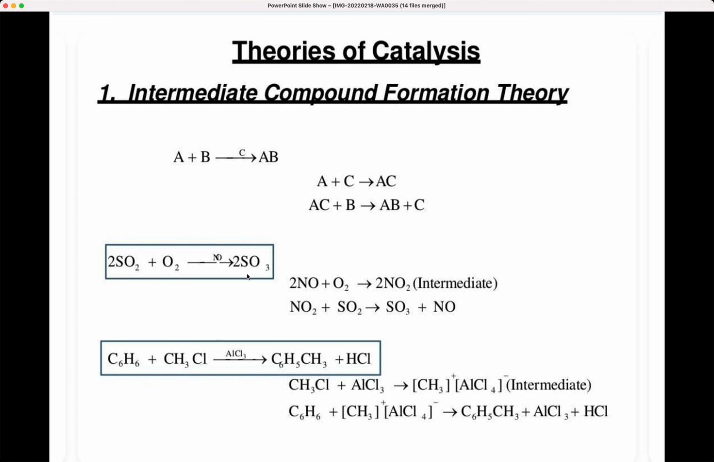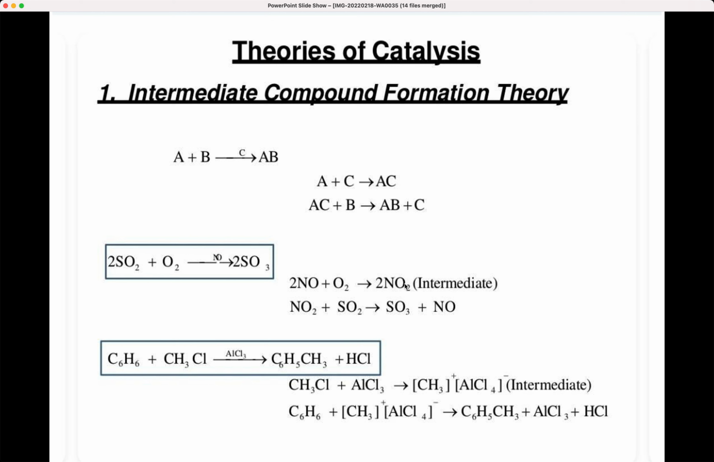So here A plus B gives AB, and then A plus C gives AC, then AC plus B will give you AB plus C. So you have to follow this, and accordingly you can follow this example also. Here you take A plus B and A plus C. So from here you can understand.